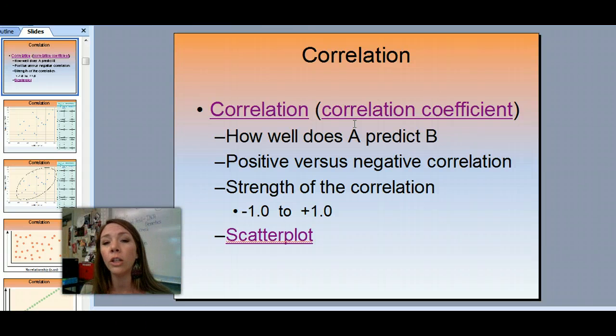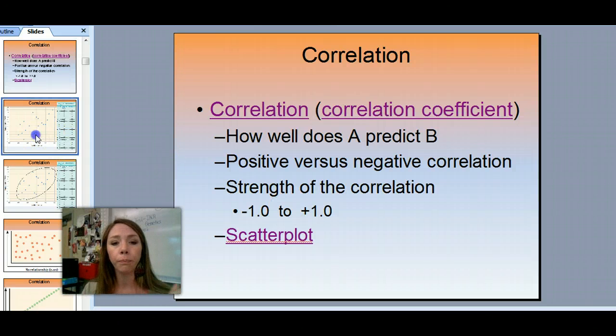We look at correlation and the correlation coefficient. Remember, it goes from -1 to +1. Positive, negative doesn't mean good or bad. It just means how strong. A 1 is the strongest I can have. 0 is my weakest. We look at correlation with the scatter plot.